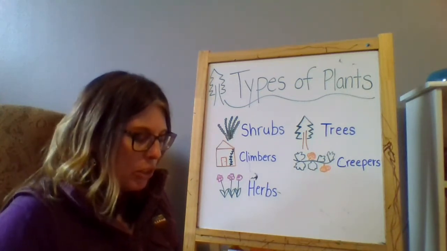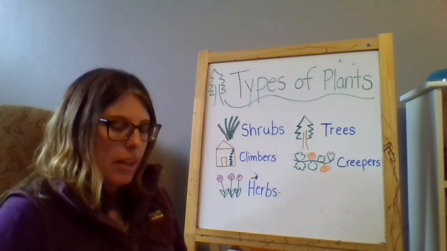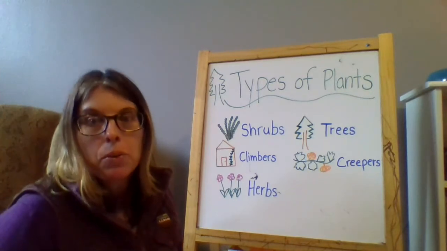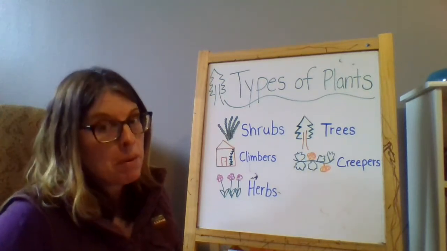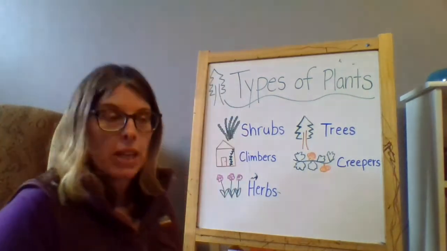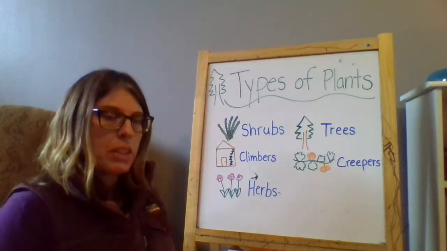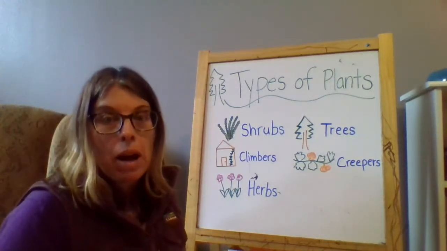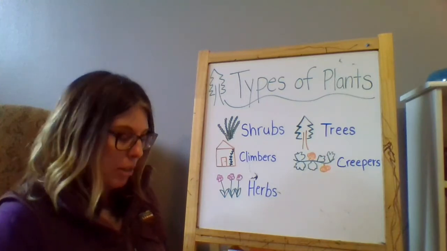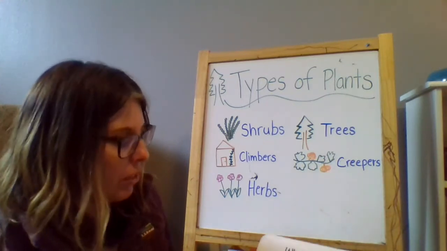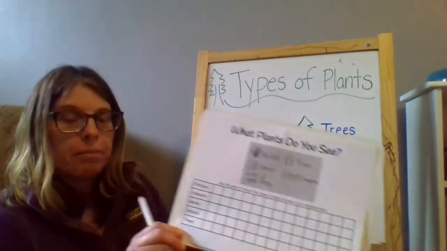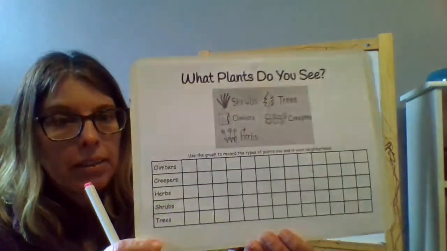What I want you to do today is to go out in your yard, and check with your family member first. Please don't go without checking in with your family. Or if someone in your family is able to go on a walk in your neighborhood with you, I'd like you to do that. And what I want you to do is keep track of the plants that you see.